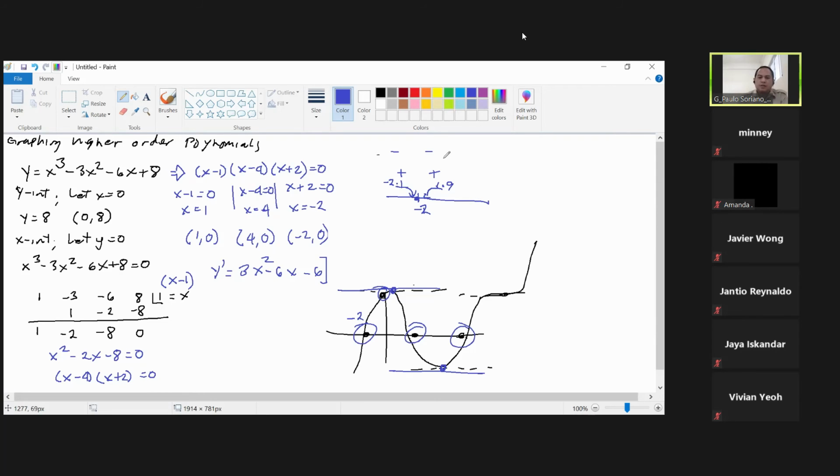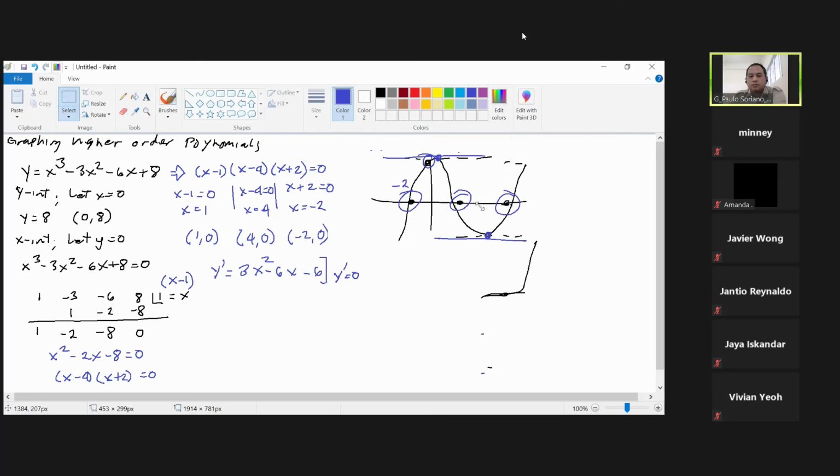However, since we are graphing, I would like to go straight to turning points. So I will now let y prime equal to 0. That's what I'm going to test. When y prime is equal to 0, what are the values of x? Okay, please.